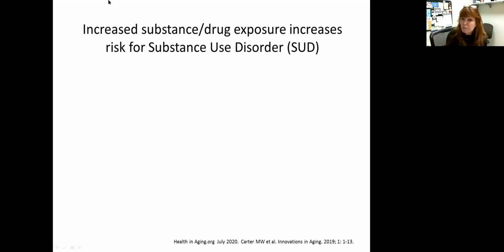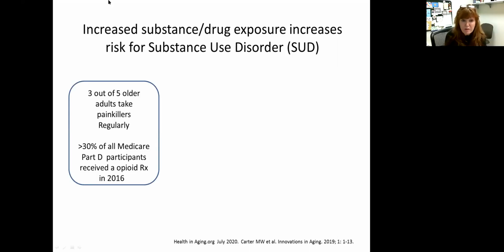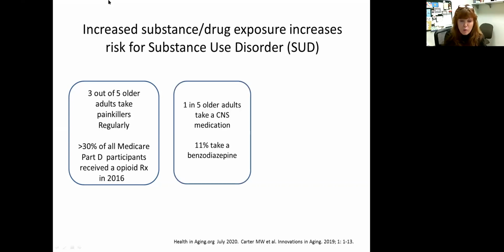But when we're looking at prevalence, 3 out of 5 elderly patients actually are taking painkillers regularly. And when we look at our Medicare patients, which a good portion are geriatric, 1/3 of those received an opioid in the year of 2016, and that's a very consistent number for this year as well. 1 in 5 older adults take a CNS medication, and I'd argue actually in my clinic, I think this is really lowballed. I would actually put it at 3 out of 5 in our clinic at least.